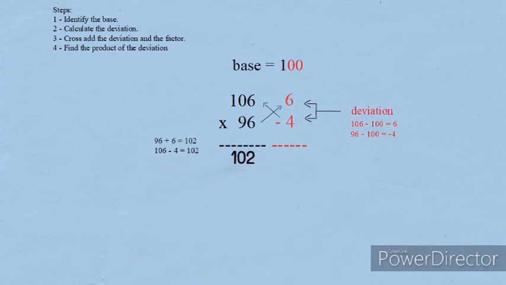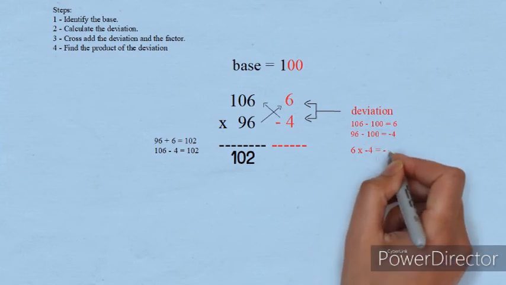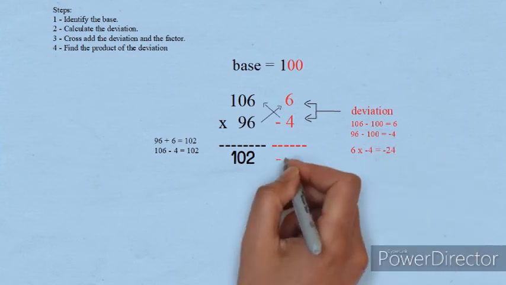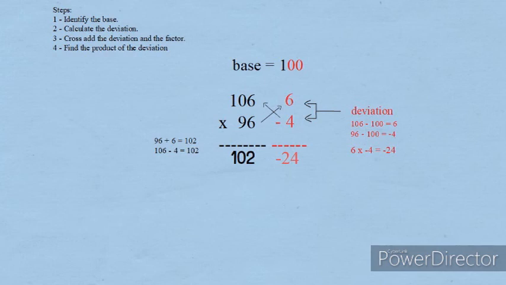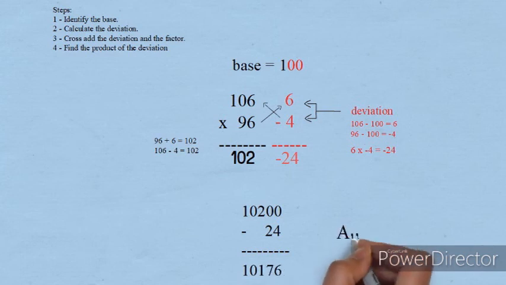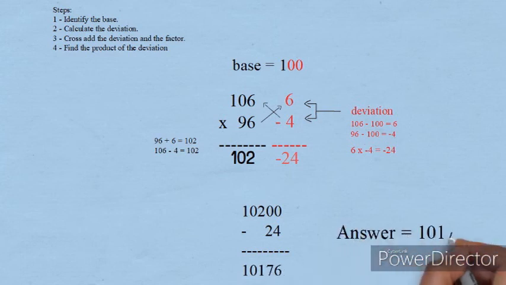Now step 4, find the product of the deviation. 6 times negative 4 is negative 24. You write this on the right-hand side, but since it is a negative, you're going to subtract. So 10,200 minus 24 is 10,176. Your answer is 10,176.